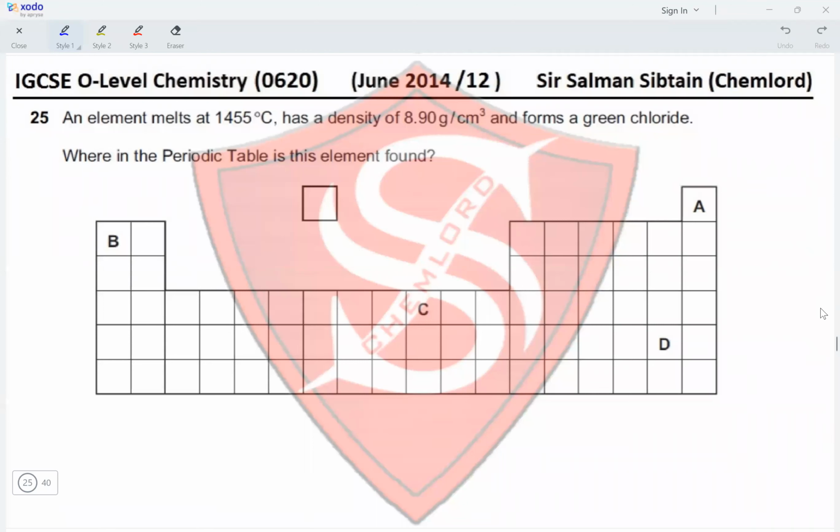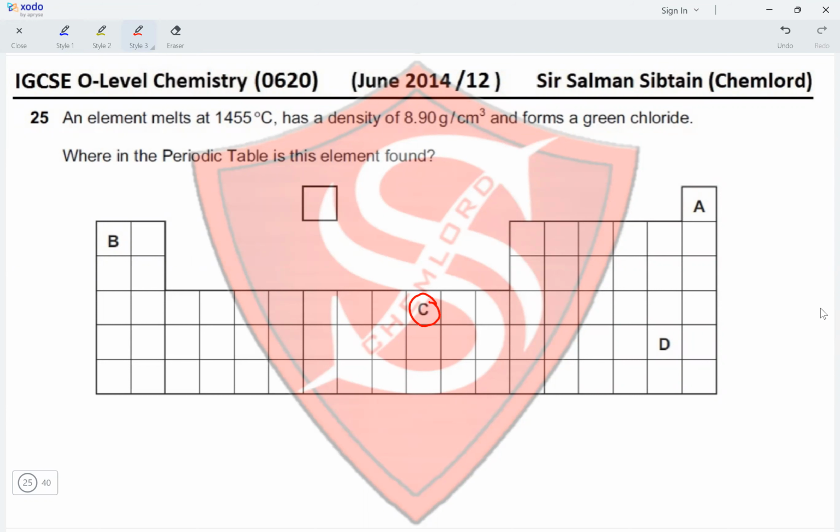Question 25. An element melts at 1455 degrees Celsius, quite high, has a density of 8.90 gram per cm cube, quite high, and forms a green chloride, so forms a colored compound. Where in the periodic table is this element? So all of these properties indicate the presence of a transition element, which is present in the D block of the periodic table, making option C the correct option for this question.